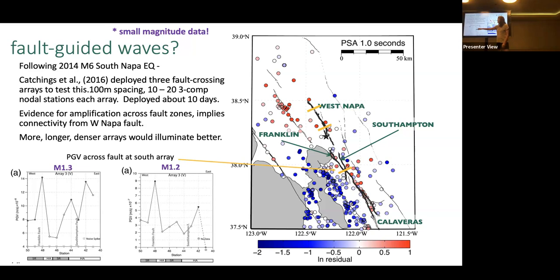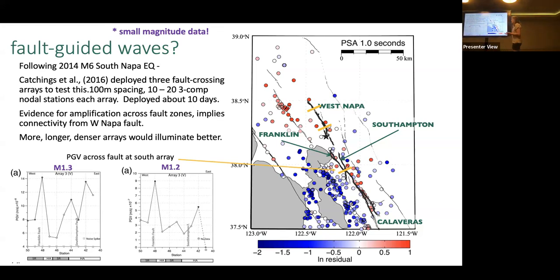So here's 2 examples from a magnitude 1.3 and a magnitude 1.2 earthquake that they caught with these nodes. So they had about 10 to 20 nodes across each of these small arrays, and they deployed them for only 10 days. So a pretty small scale experiment compared to what RuFZO is proposing. And you can see here's where the trace of the Franklin fault comes in. This is PGV from that one earthquake, and the Southampton fault here. And again, the Franklin fault and Southampton fault for the other earthquake.